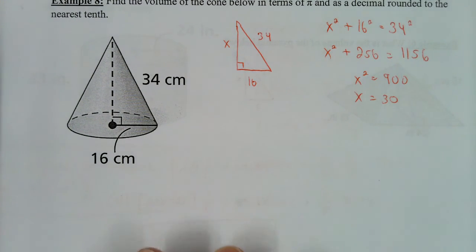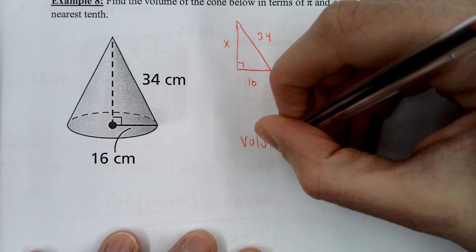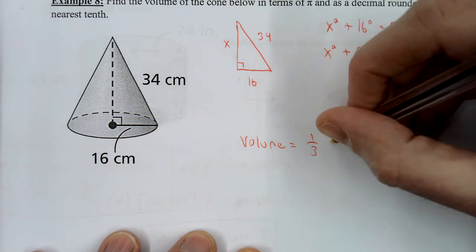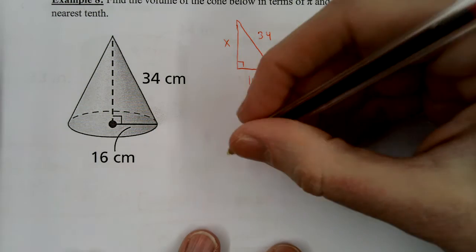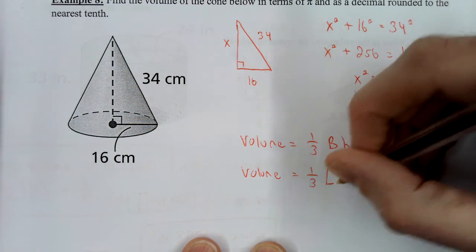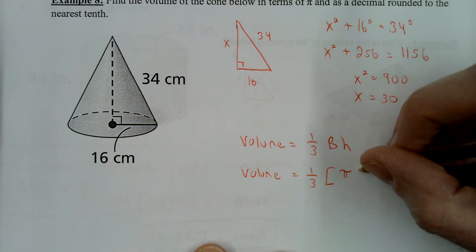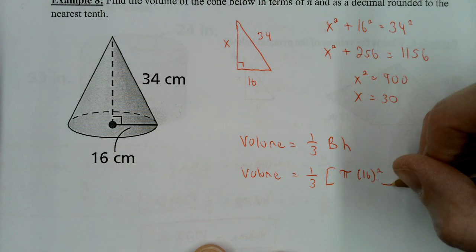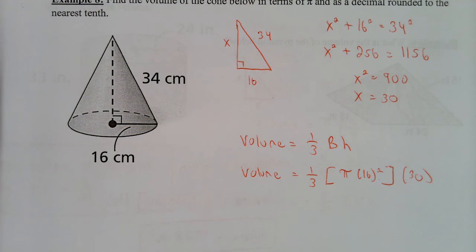So now when I go into the formula for the volume of a cone, it's 1/3 times the area of the base times the height. The base is a circle, so it'll be 1/3 times pi times the radius, which is 16 squared, times the height, which we just established was 30. And again, this question asked for the answer 2 ways. It said in terms of pi and then as a decimal.